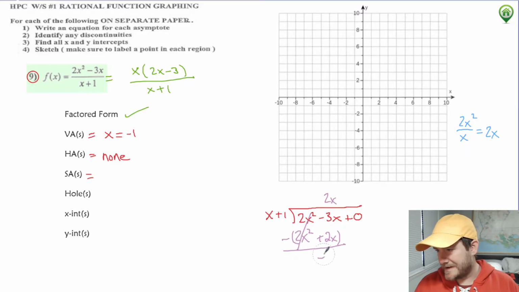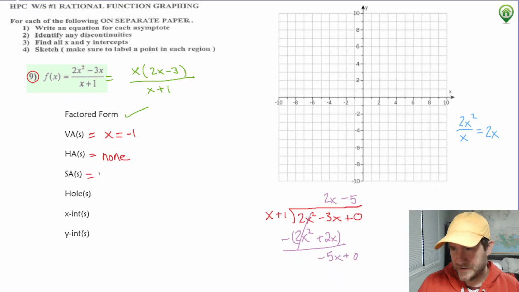And over here I get negative 5x. And then I guess I drop a 0, but no, it's definitely not important. But now I do the whole process again, and negative 5x divided by x would give me negative 5. And I guess at this moment I could stop and just give the answer of y equals 2x minus 5.